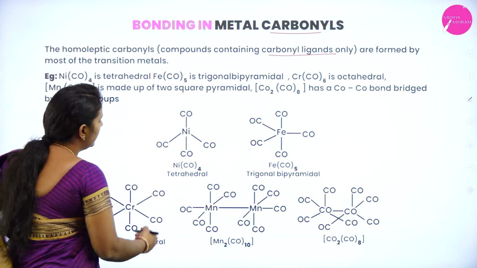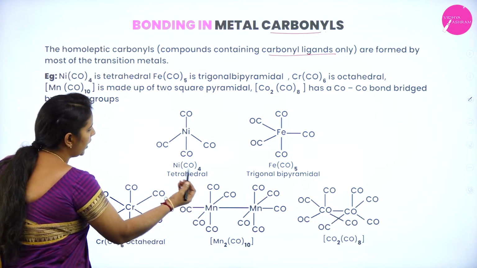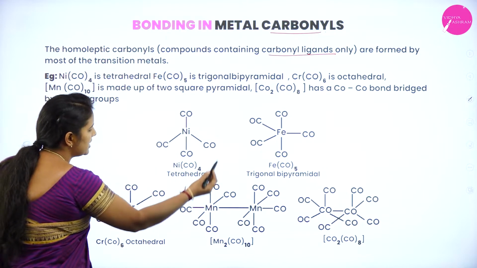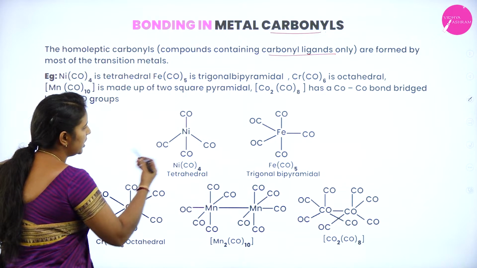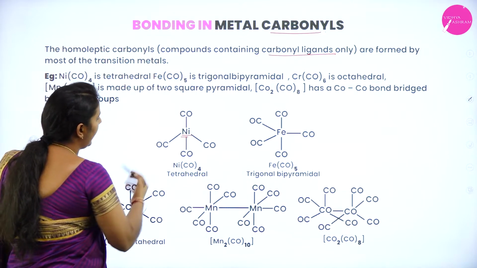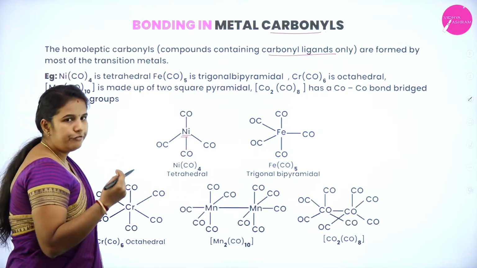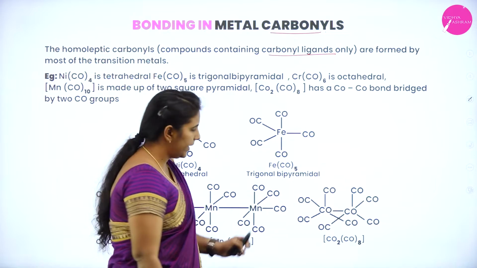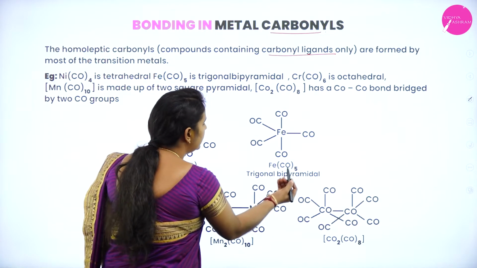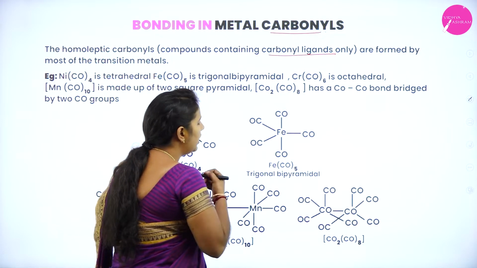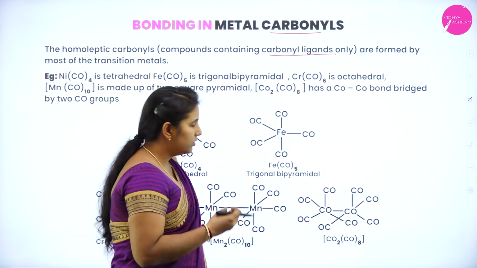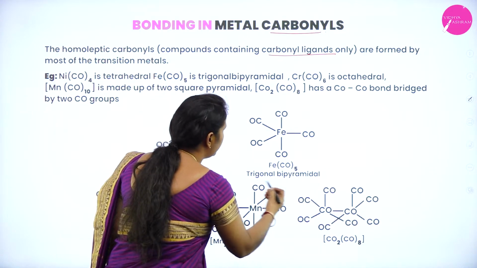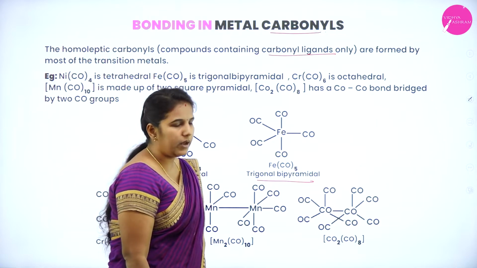You can see that this is tetracarbonyl nickel, and it exhibits a tetrahedral structure. This is my central metal atom, which is surrounded by 4 carbonyl ligands. Similarly, we have one more example, where you can see that this is pentacarbonyl iron 0, and you can see that it exhibits a trigonal bipyramidal structure.